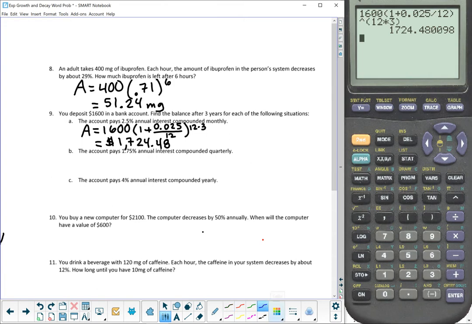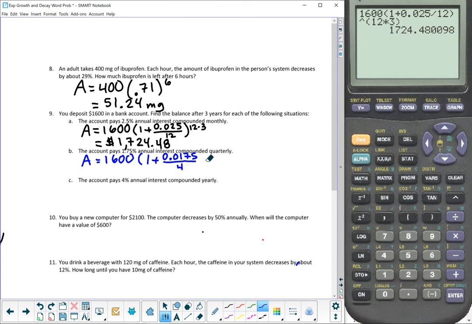Okay, do this next one in blue because it's kind of tight right here. So same scenario again. We got 1,600. Okay, 1 plus, but this time around it's going to be 1.75%. Again, do not use 1.75. That would mean 175%. So 1.75% means 0.0175. That is your interest rate. And this is compounded. If you look here, it says compounded quarterly. Okay, compounded quarterly means 4 times per year.